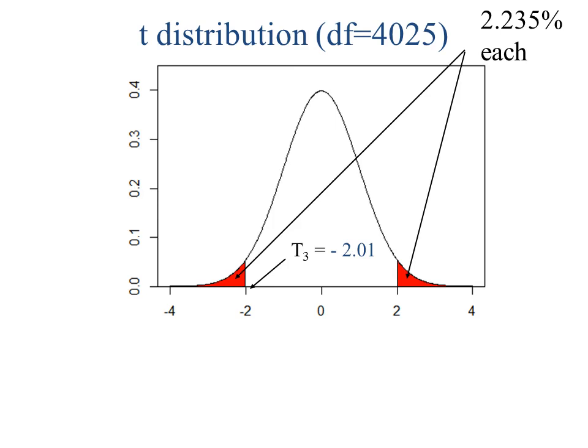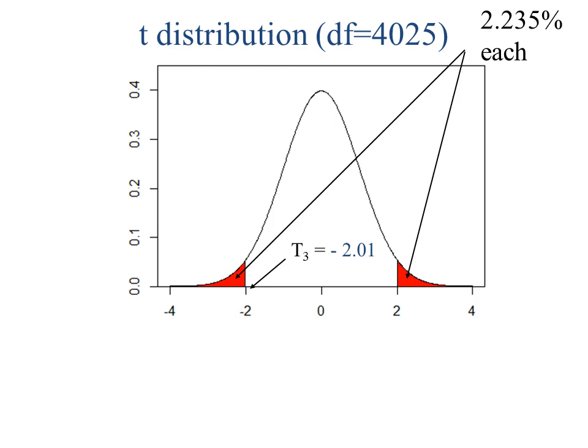The red area on the left of minus 2.01 is 2.235% of the entire area under the curve, which means that if the null hypothesis is true, the probability that T3 is less than or equal to minus 2.01 is 2.235%. There is another red area, which is on the right of plus 2.01. Since the t-distribution curve is symmetric around 0, the red area on the right side shows that, if the null hypothesis is true, the probability that T3 is greater than or equal to 2.01 is 2.235% as well.